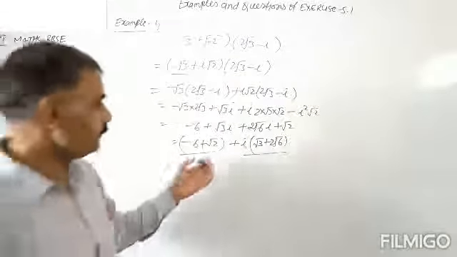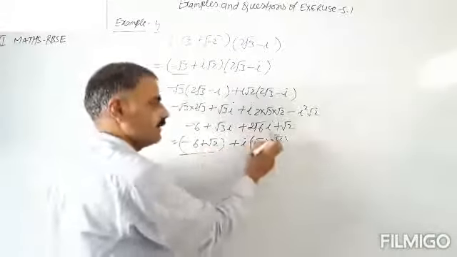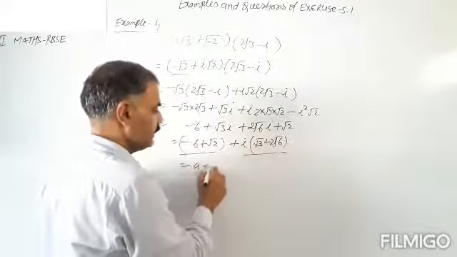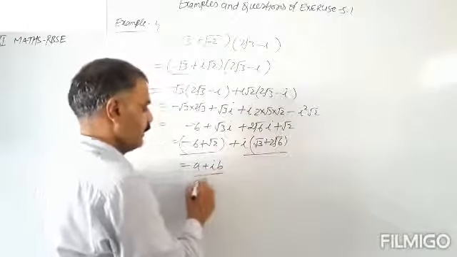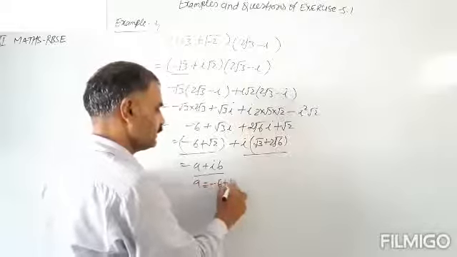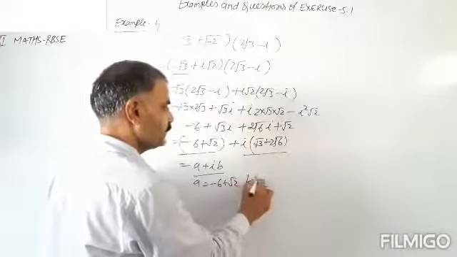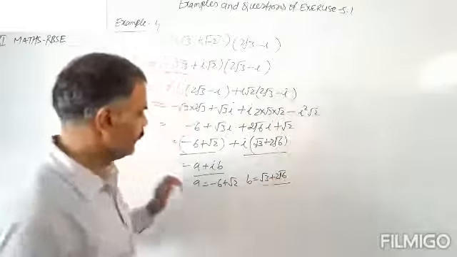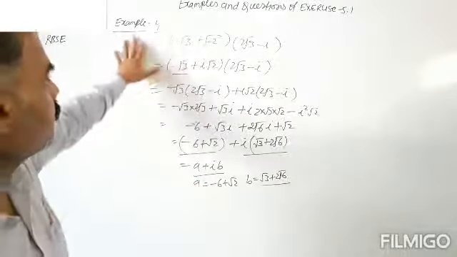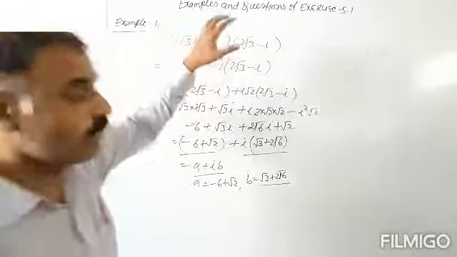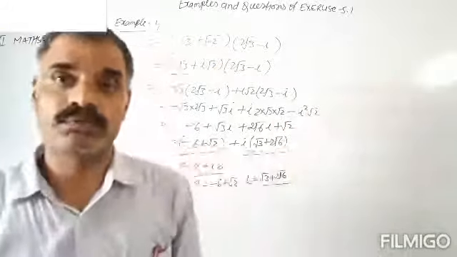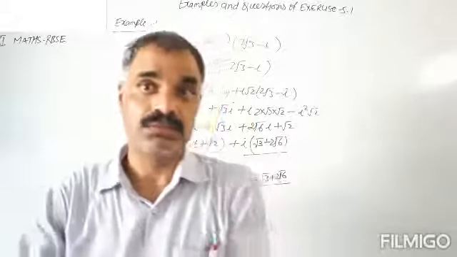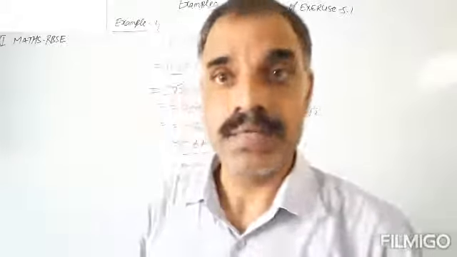This is the standard form, which means this is A plus iota B. Here A equals minus 6 plus under root 2 and B equals under root 3 plus 2 under root 6. Okay, so in this way we can put the given complex number in standard form after multiplying the brackets.